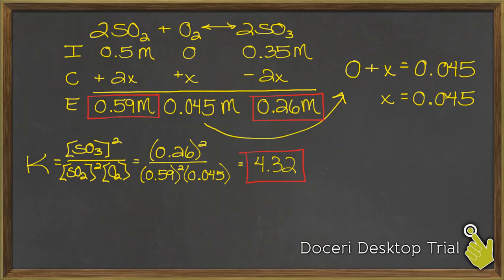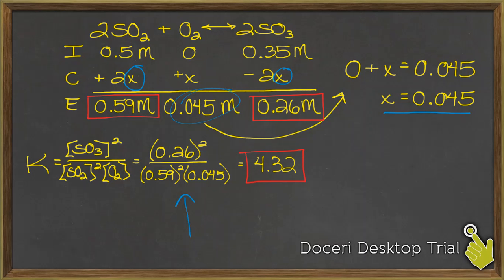So again, I was given all of the initial conditions, and then I was given one of the final conditions, which allowed me to then solve for a value for X. Okay, I took that value for X, and then I substituted it back in here and here, and that's where I came up with my final answers in the red boxes for the equilibrium molarities of SO2 and SO3.